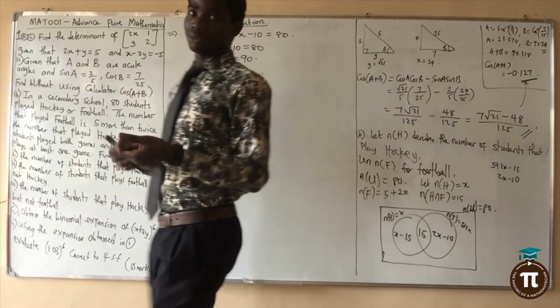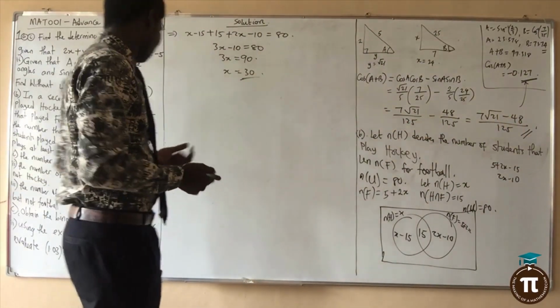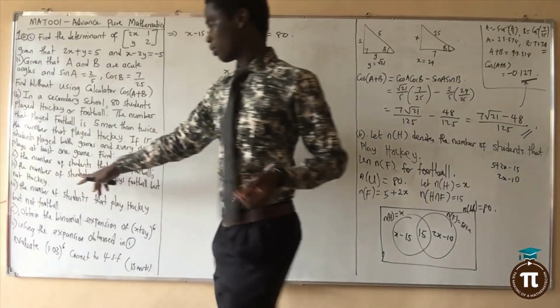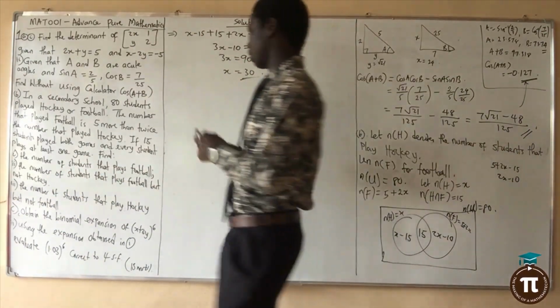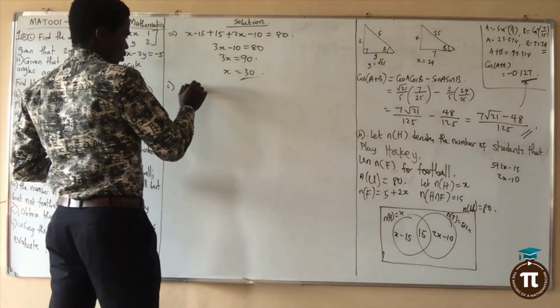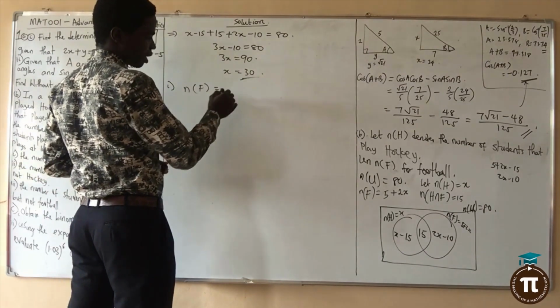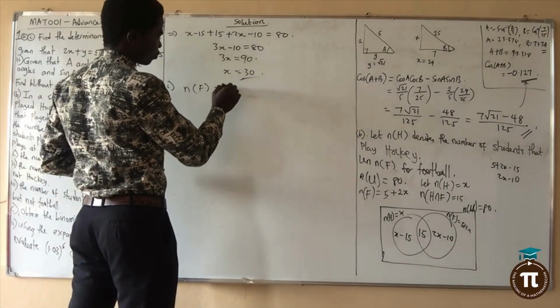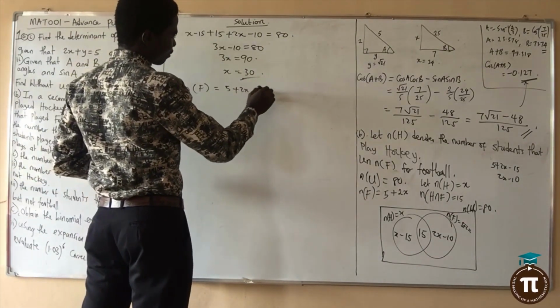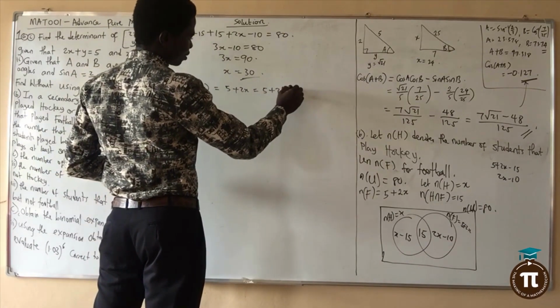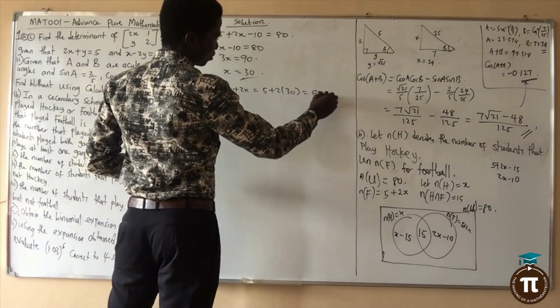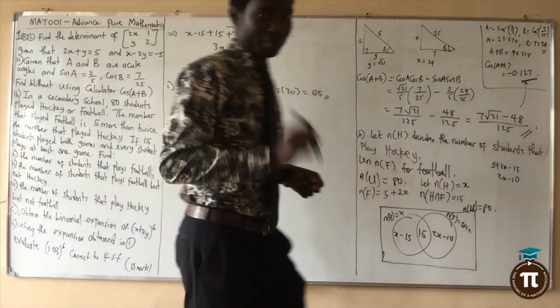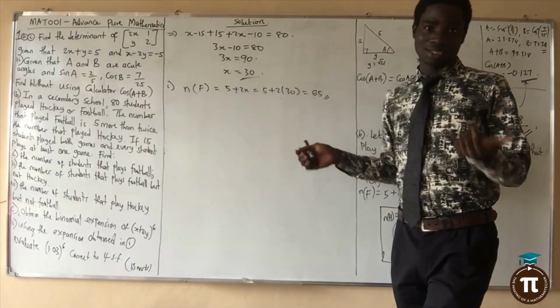I'm almost done. I'm through with what I need to get. The question asks for the number of students that play football. For that first question, the number of students that play football is 5 plus 2x. So that's 5 plus 2 times 30. The answer is 65.